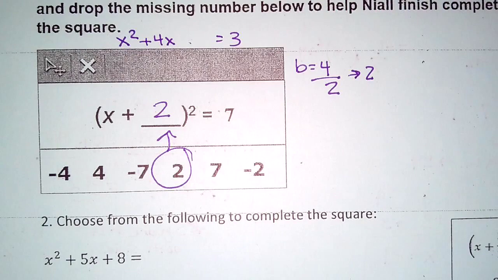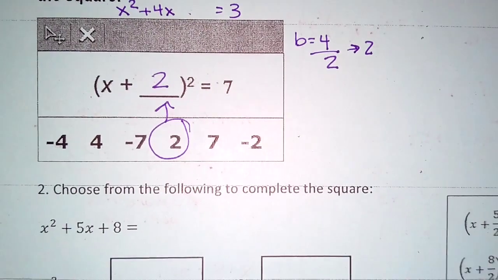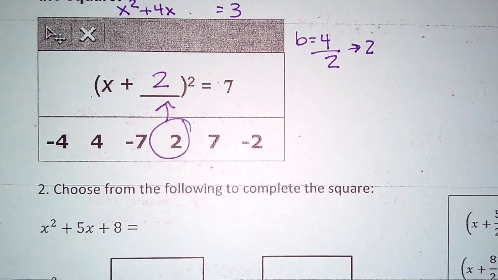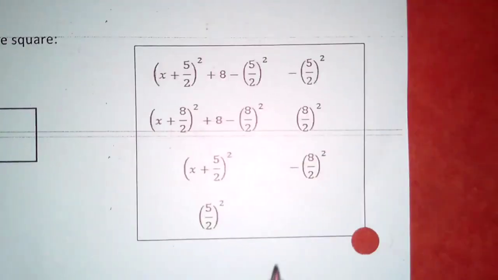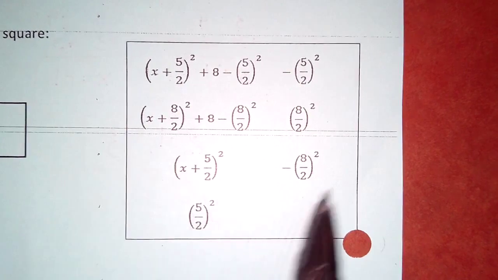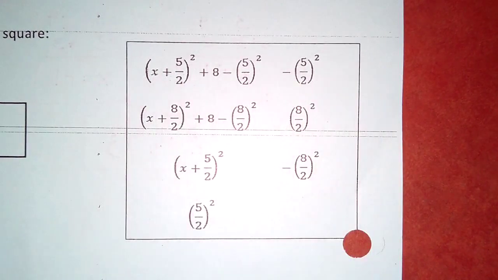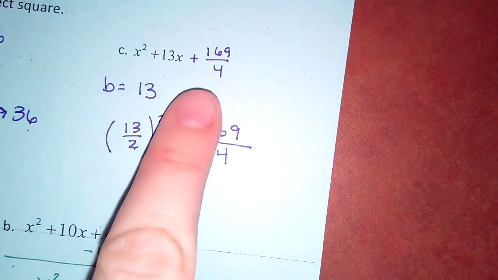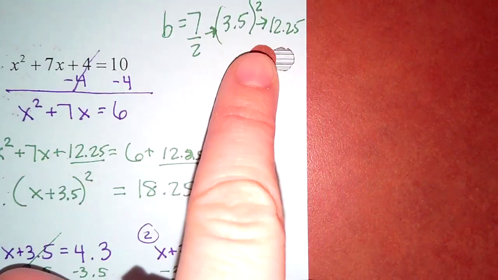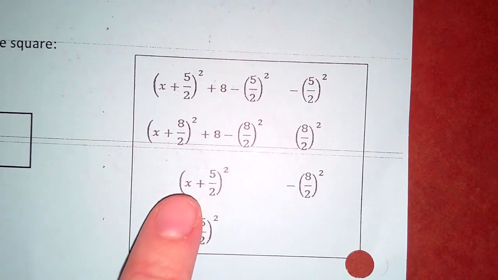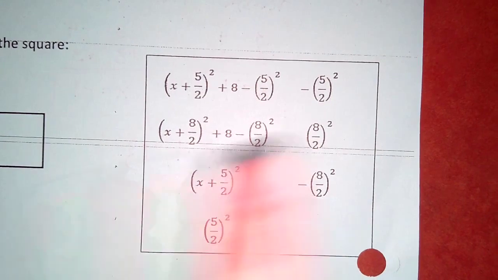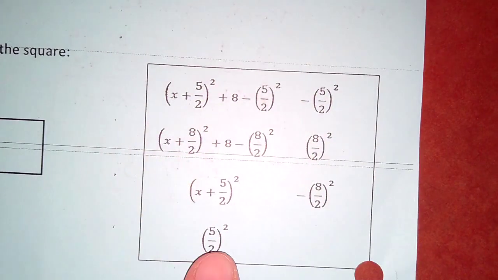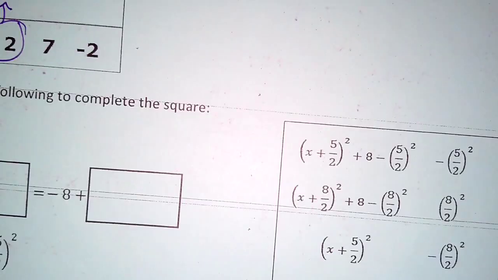Okay. This next one is also an evaluate question. It says choose from the following to complete the square. Notice over here, we have fractions galore. This one, we kept it as a fraction, and this one we used decimals. I bet they want us to use fractions, right? The decimal one is sometimes easier, but looking at this, it looks like they want us to use fractions. So we won't make any decimals.